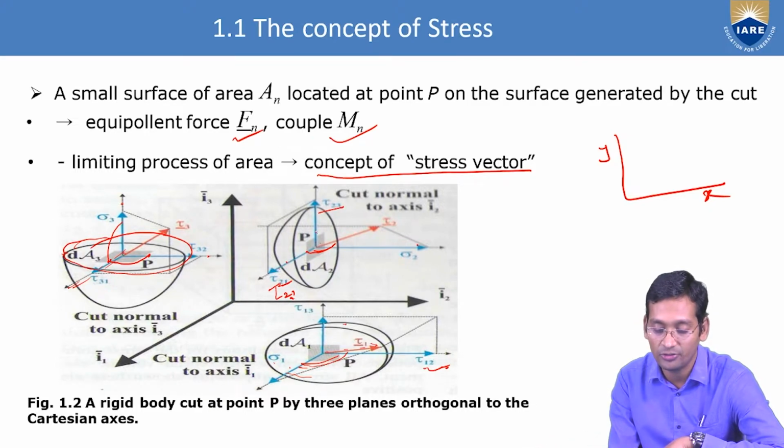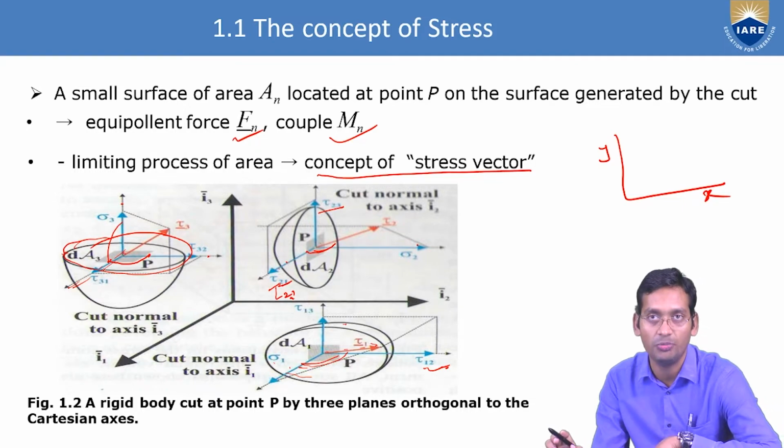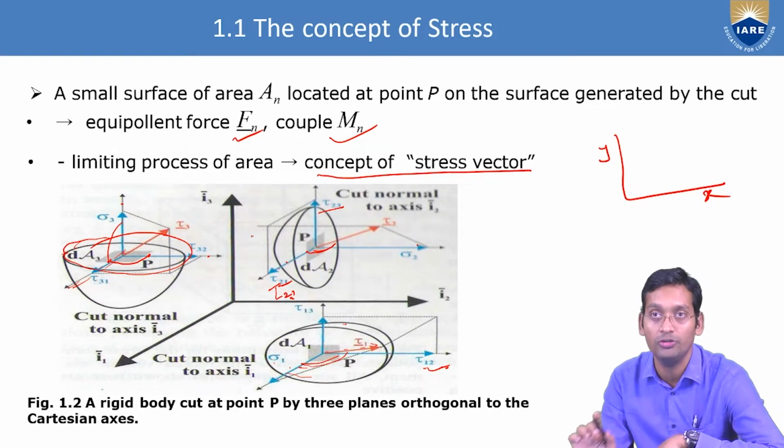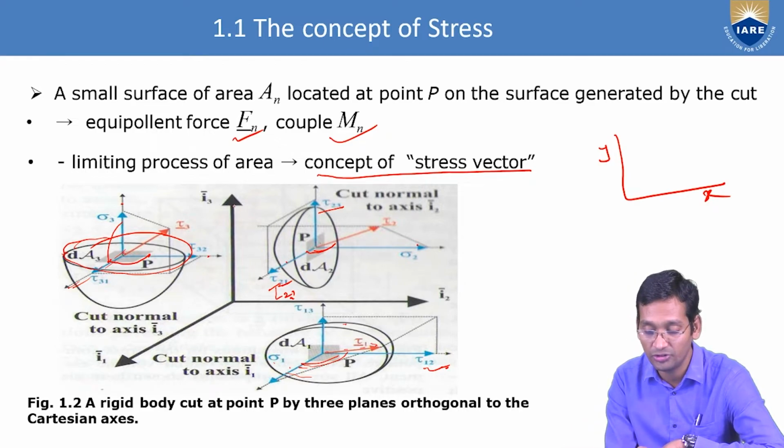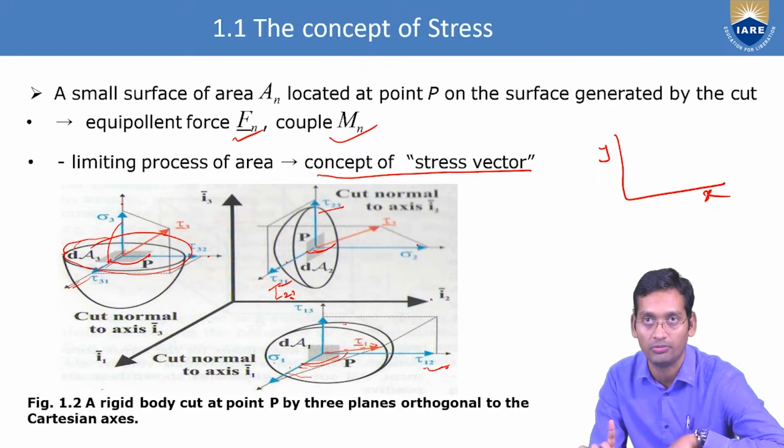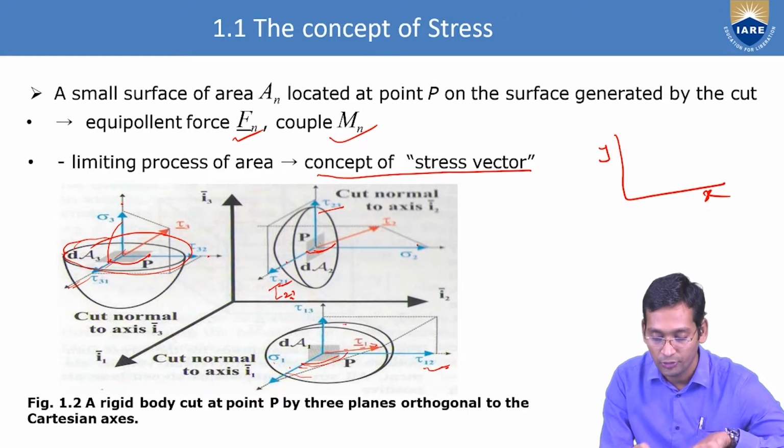In which direction do they act? This is in this plane, and this is in that plane, so all these three are in different planes. According to the plane, you have to assign the value. Suppose this is the I3 direction, this is the I1 direction, and this is the I2 direction. Now see here, I'm repeating this one. First take this one.